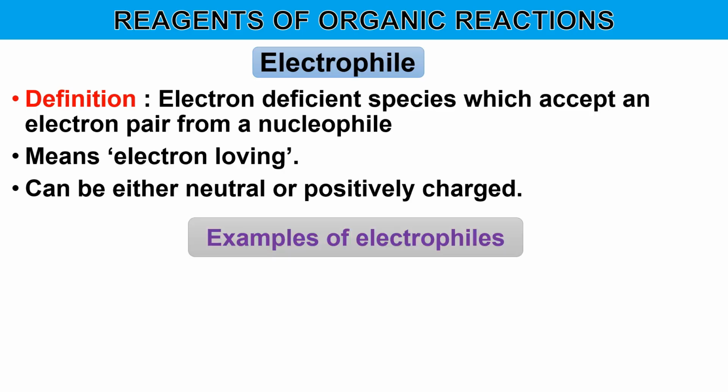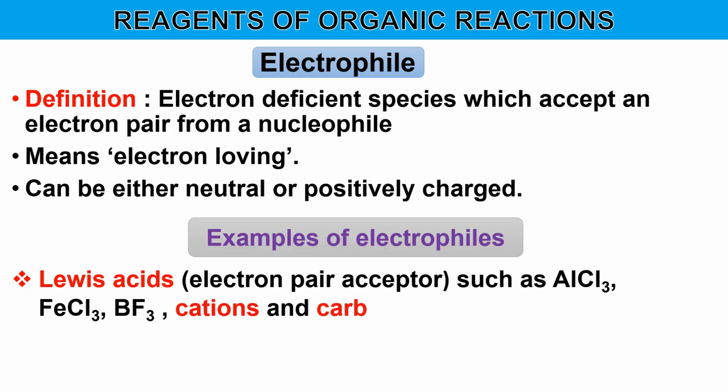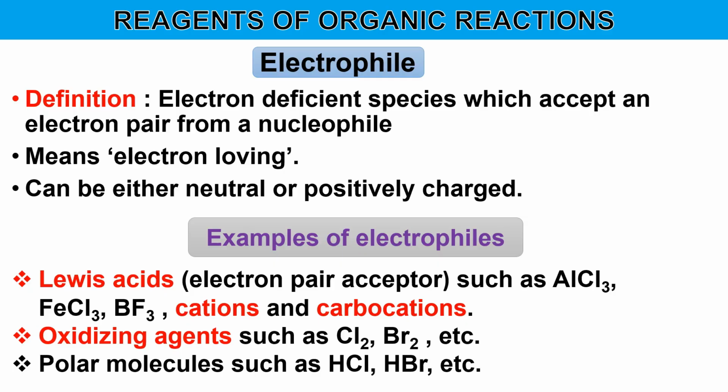Examples of electrophiles. Lewis acids, electron pair acceptors, such as AlCl3, FeCl3, BF3, cations and carbocations. Oxidizing agents such as Cl2, Br2, etc. Polar molecules such as HCl, HBr, etc.